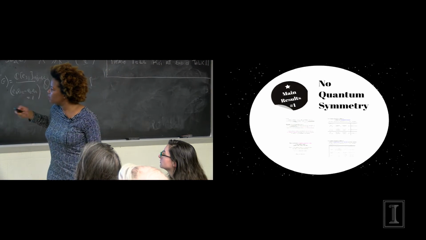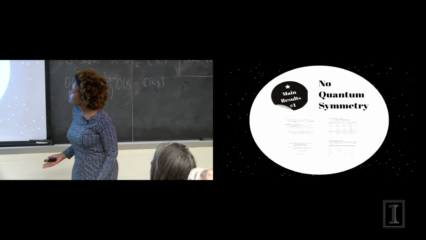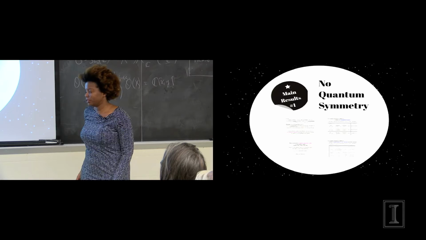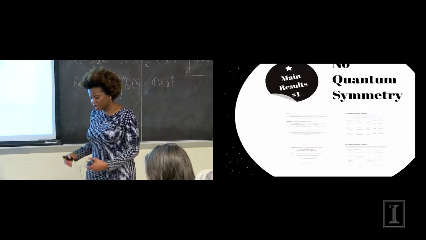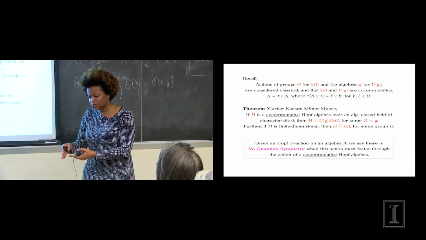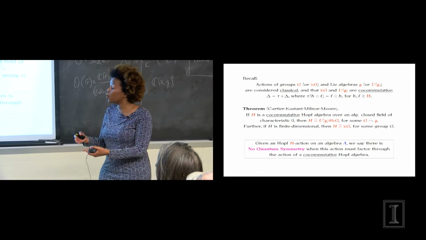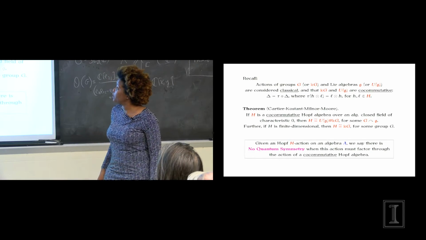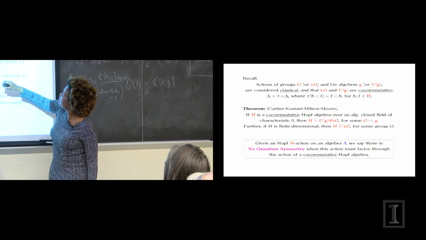All right, so what results are there out there? One set of results is called no quantum symmetry. It's basically when you have an object and you know that the Hopf action has to factor through something classical like a group or Lie algebra, or the action of an algebraic group, or a coaction of an algebraic group. Just to remind you, the classical Hopf algebras are groups, Lie algebras, things like this.